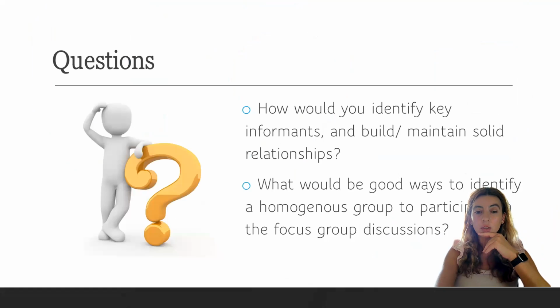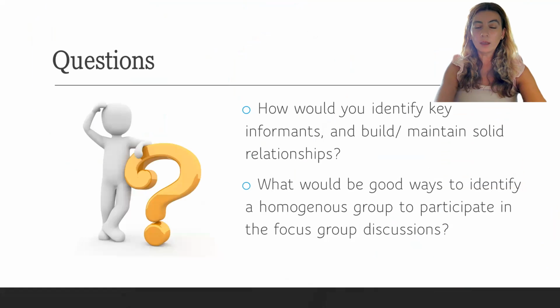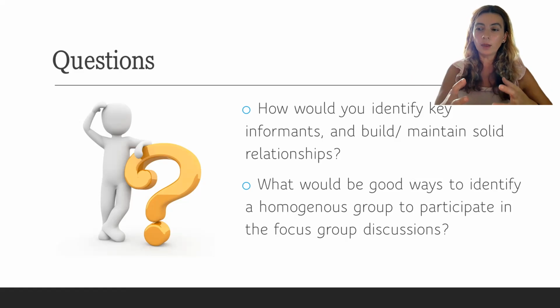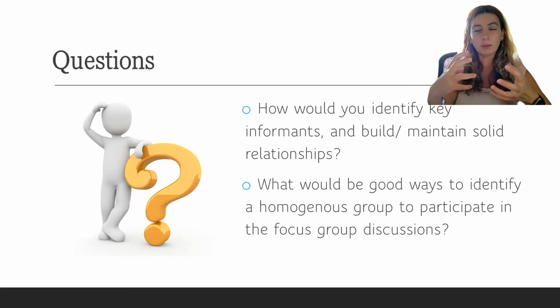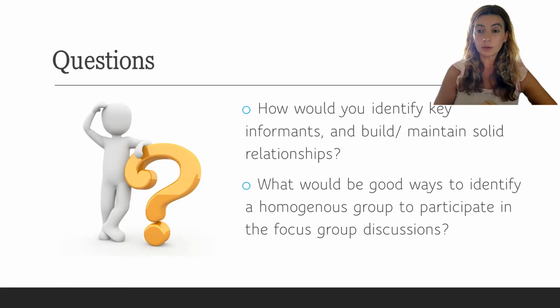So really quick questions for this week will be, how would you identify key informants and then build and maintain solid relationships with them throughout the research process? And the second question is, what would be good ways to identify a homogeneous group to participate in the focus group discussions? How are you going to bring those like people into the focus group discussions, how are you going to select them?